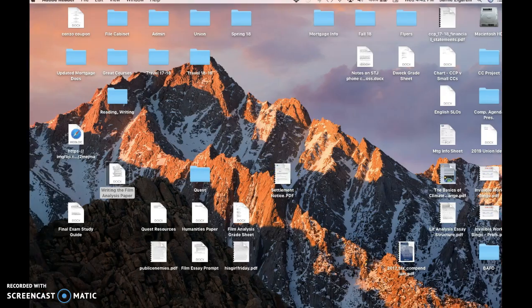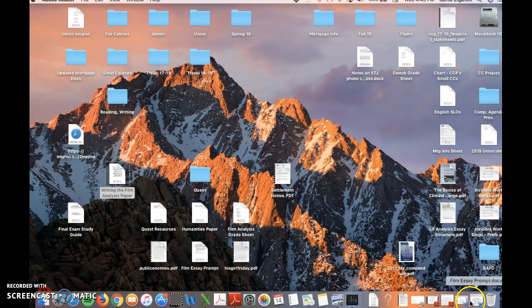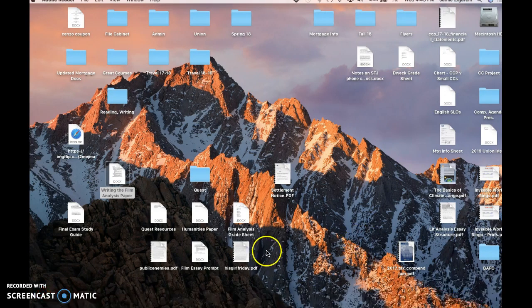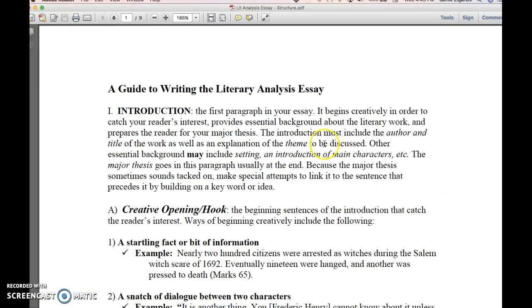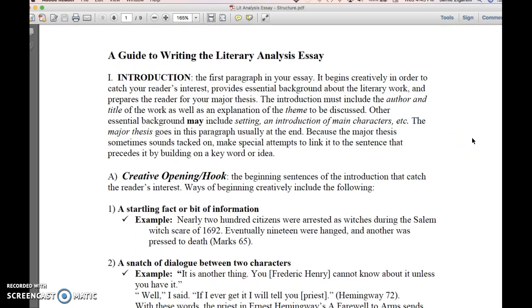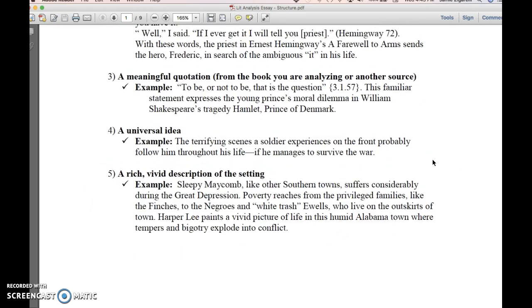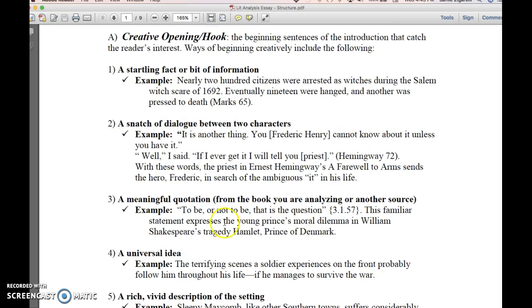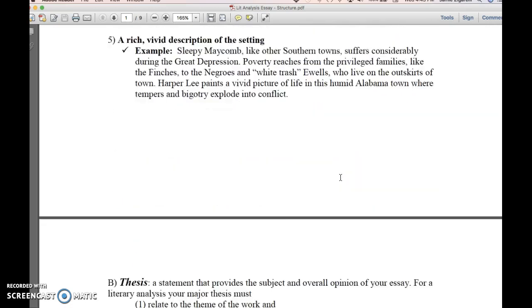All right. So the last document that I want to show you is the more detailed analysis structure. So this kind of outlines the entire paper for you, okay? It shows you what you should do in an introduction, right? Creative opening or hook. And it gives you the different options, which we've sort of gone over, though they can be a little different in the humanities, such as starting with like a universal idea, okay? Or starting with dialogue from two characters in the film. But these are different strategies for starting the paper, okay?